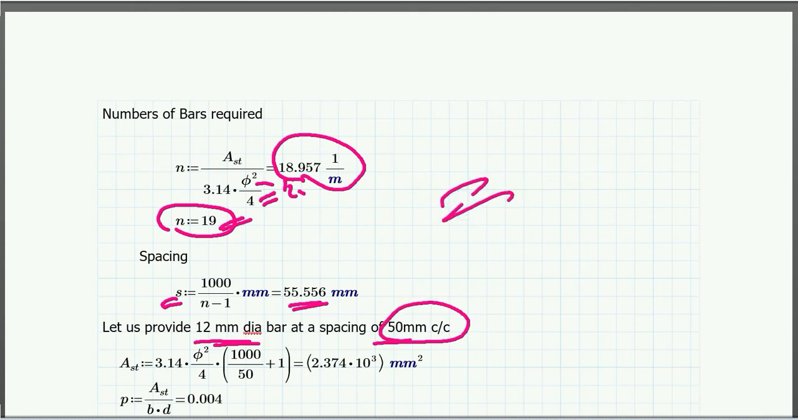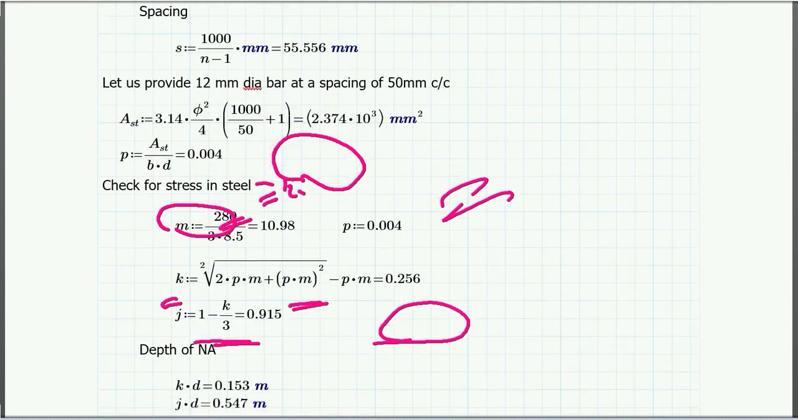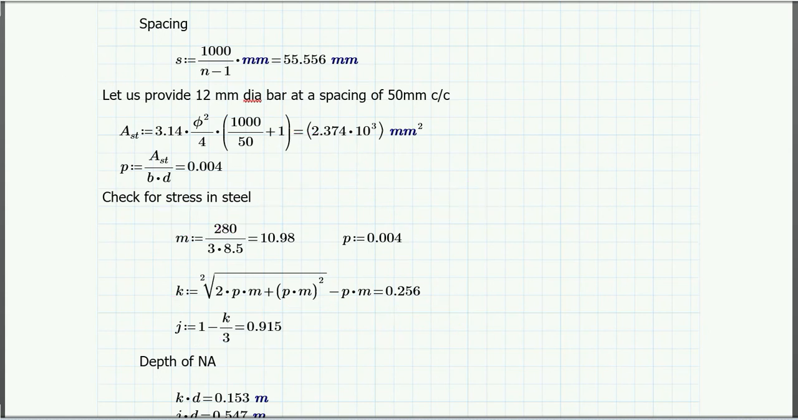So if this is what we have provided, in that case what will be the actual provided steel? The provided steel will be this much, that is 2.37 × 10³ mm², and the percentage of steel that is actually provided is 0.004. Okay, and this is only Ast by bd. You can find out the percentage, that will be around 0.4%.